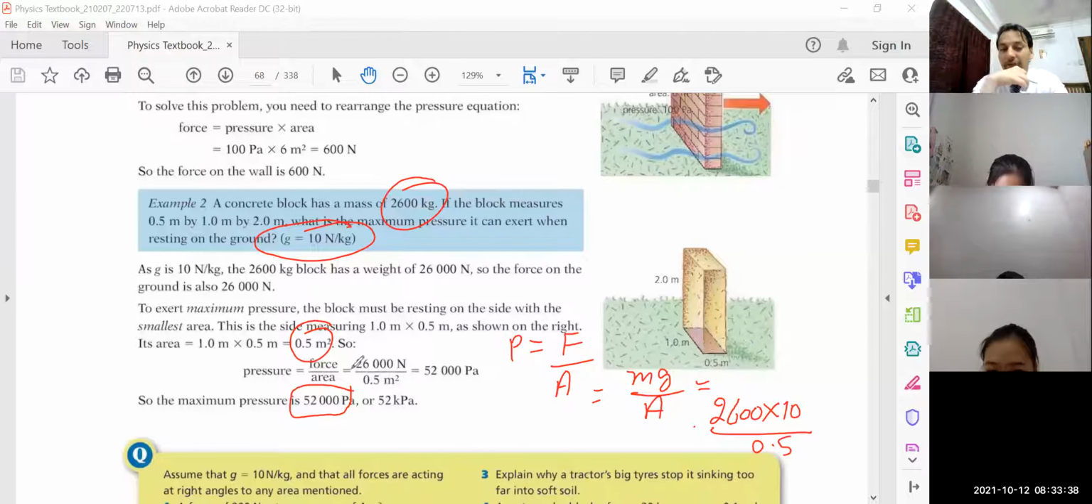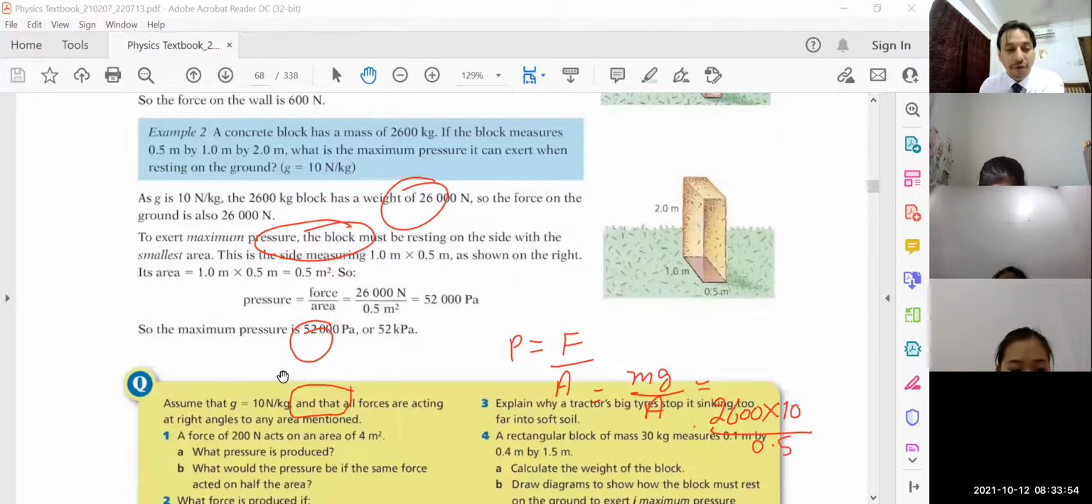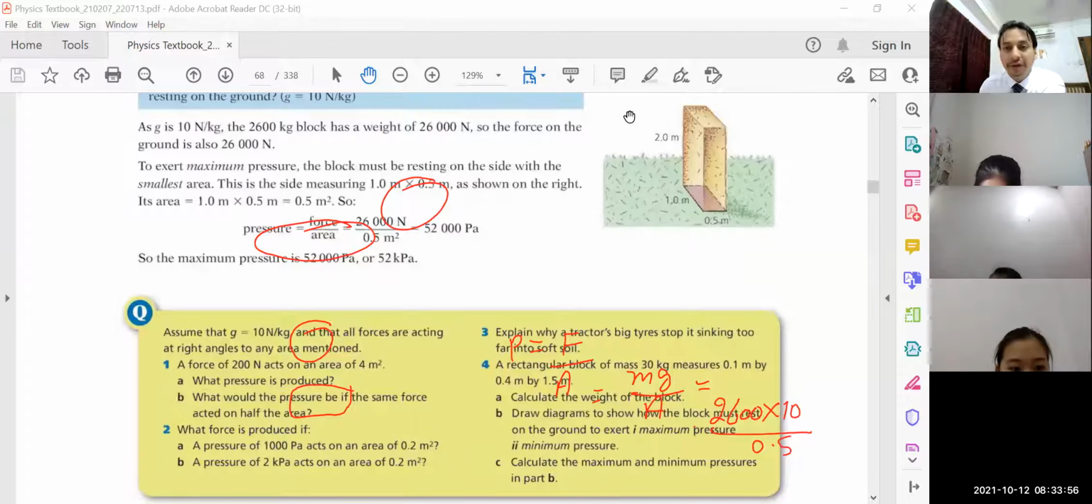Yes, sir, it's the same. Same answer, okay, good. So 52,000 Pascal, or dividing by 1000 you can write it in terms of kilopascal also. So 52 kilopascal. Both are correct answers. Now let me do some questions from this exercise, children. Then we will move to the next topic.